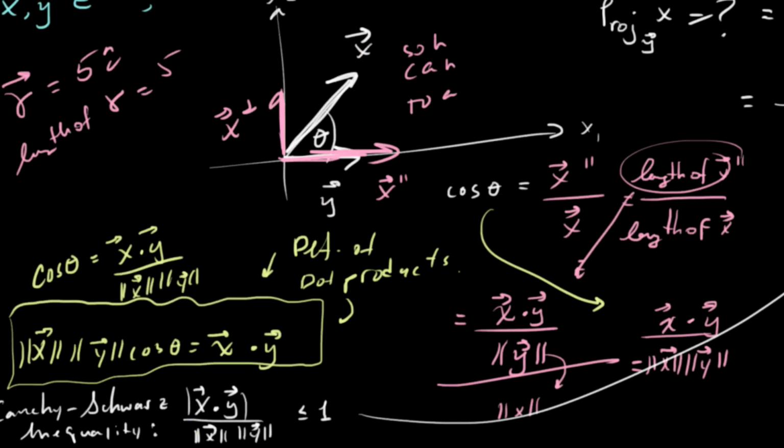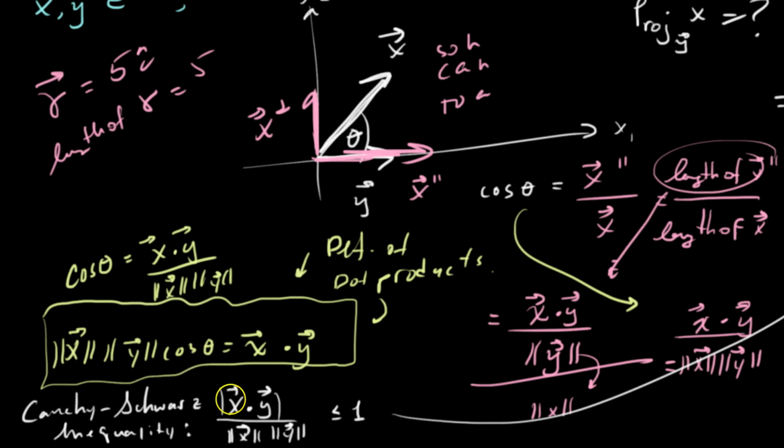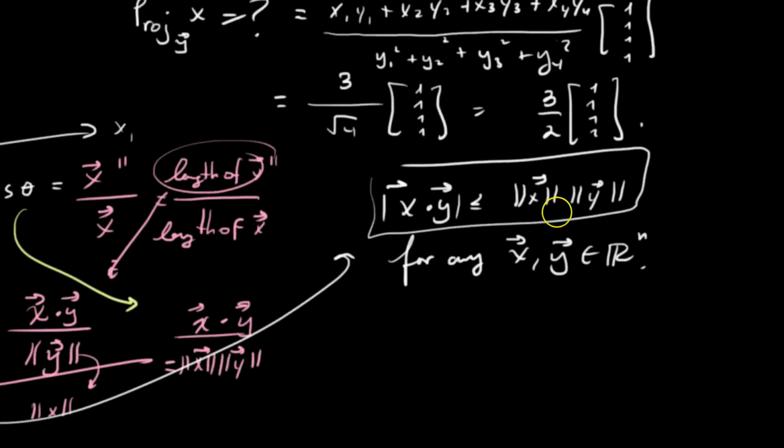The absolute value of x dot y, because the cosine of theta can be, what's the highest value for cosine of theta? Well, cosine ranges from -1 to 1, so the highest value is going to be 1. But the cosine of theta can sometimes be a negative number, and that means the dot product can be a negative number. So we just take the absolute value, so that means it has to be less than or equal to 1, which is the highest value of cosine. So we get this Cauchy-Schwarz inequality, which is very important to what we're doing.